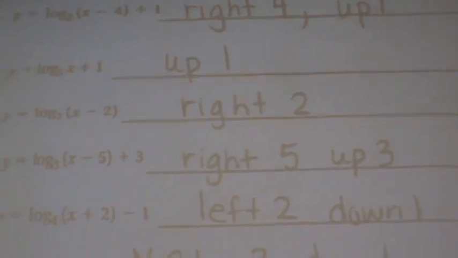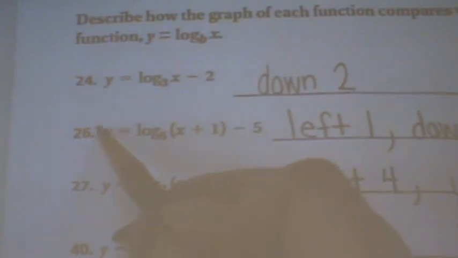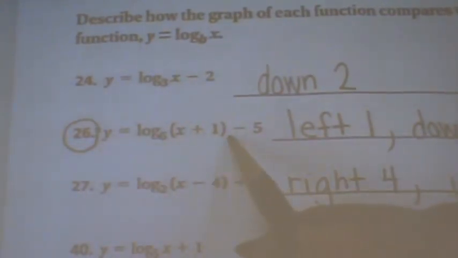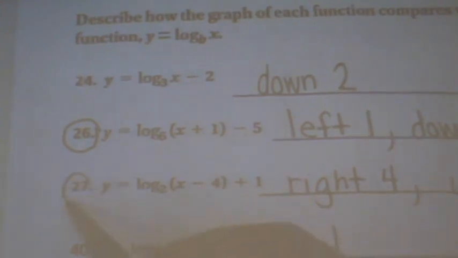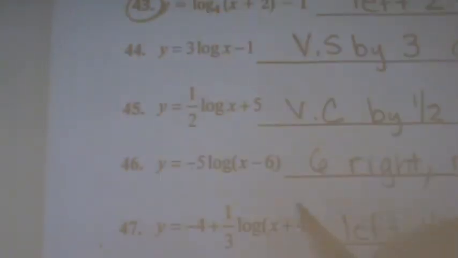Now, out of these, I don't know, what is there, 10 problems here? Which ones will change your domain? Let's circle them. 26, it's going to be x is greater than -1. What's this domain going to be? X is greater than 4. This domain's not going to change, this one's going to change. This is going to be x is greater than 2. This one's going to be x is greater than 5. This is x is greater than -2. And this one is x is greater than 6. This one's x is greater than -4.